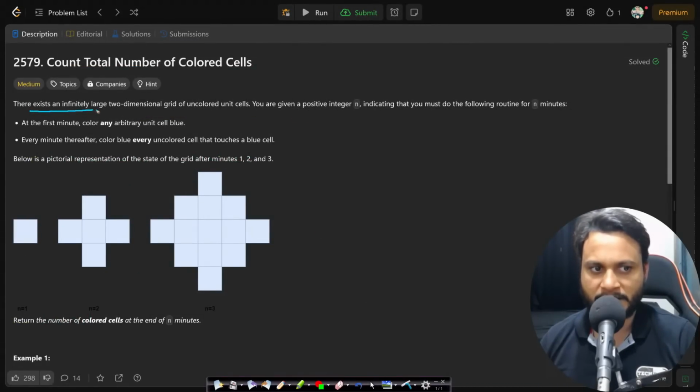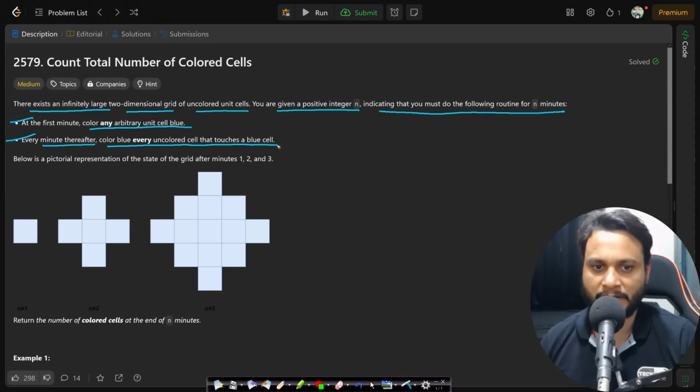In this problem there exists an infinitely large 2D grid of uncolored unit cells. You are given a positive integer n, indicating you must do the following routine for n minutes. At first minute, color any arbitrary unit cell blue, and every minute thereafter color blue every uncolored cell that touches a blue cell. Now in this case the touch of a cell will only be 4 directional. So if there is a cell present, then you can color every cell on the top, down, left and right direction. Okay. Now we can see the pictorial representation.